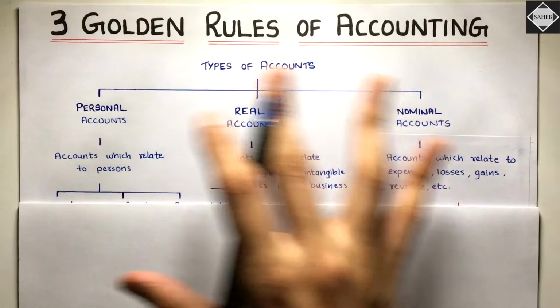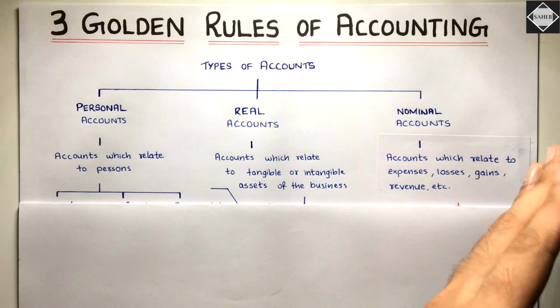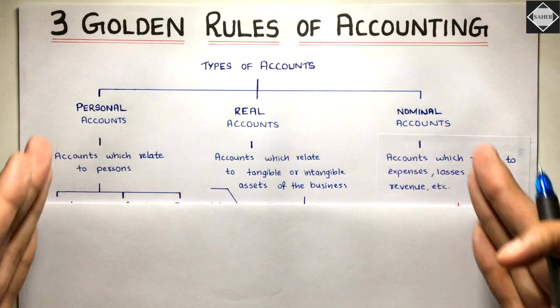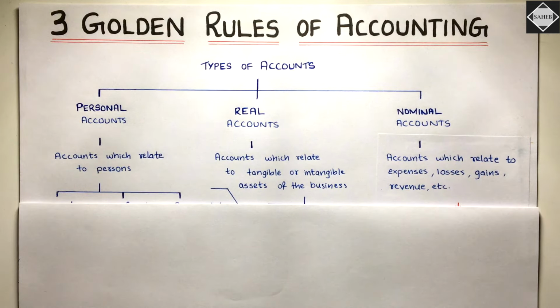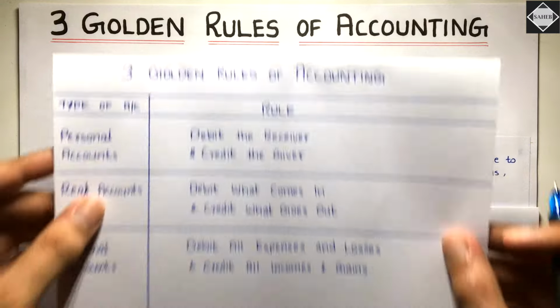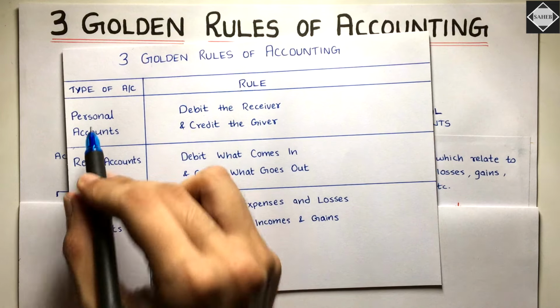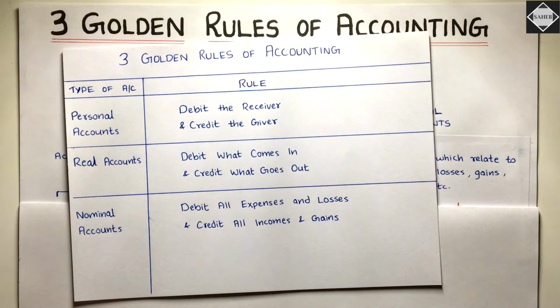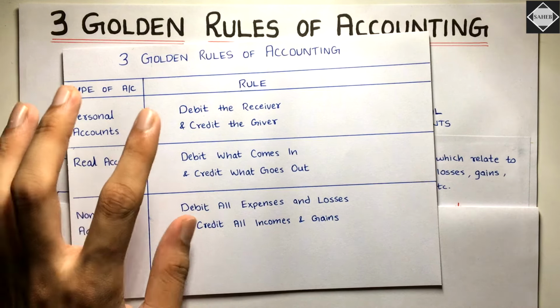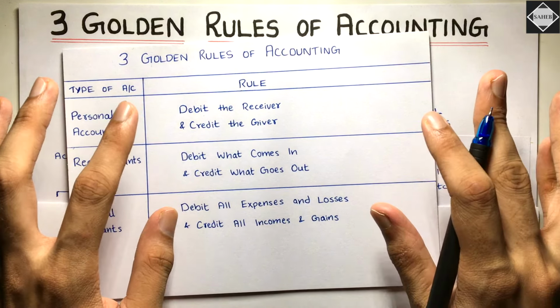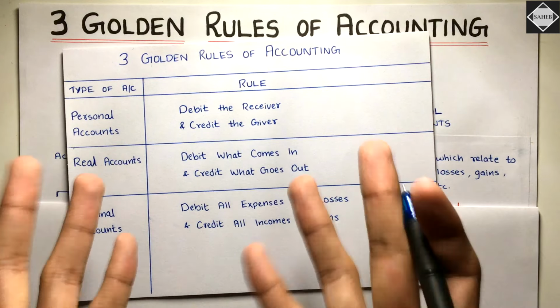Let's begin. Now see here, to understand the golden rules of accounting, first, you need to know the traditional classification of accounts. Then only you will be able to apply the golden rules to pass the journal entries and everything. See, the golden rules of accounting are really simple. Personal account category, real account category, nominal account category, right? For each category, you have a rule. For personal account, debit the receiver, credit the giver. For real accounts, debit what comes in, credit what goes out. For nominal accounts, debit all expenses and losses and credit all incomes and gains. Okay, these are the golden rules.